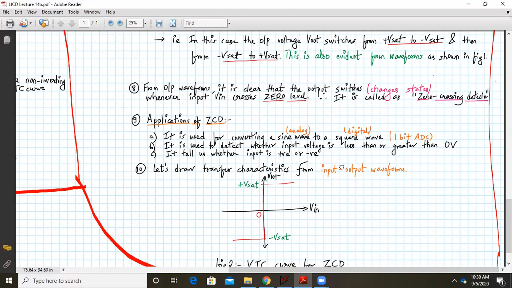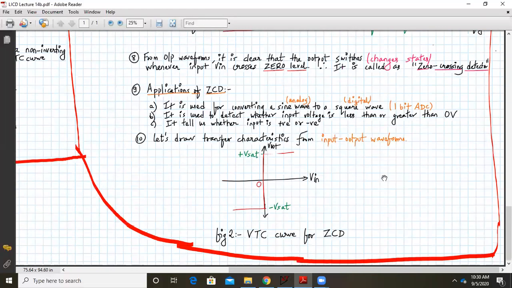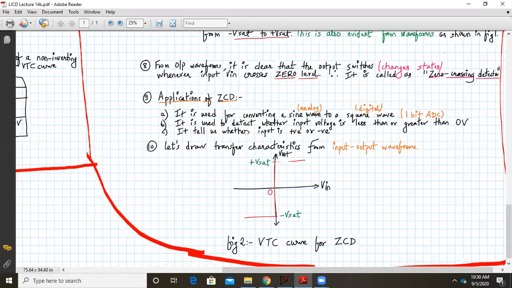Okay, so that's my transfer characteristic, from my input-output characteristics. So what does it say? This is also called the voltage transfer characteristic for the zero crossing detector. It says that whenever V in is greater than 0, my output is at plus Vsat, and whenever V in is less than 0, it is at minus Vsat. So very simple. So what are the applications of the zero crossing detector?